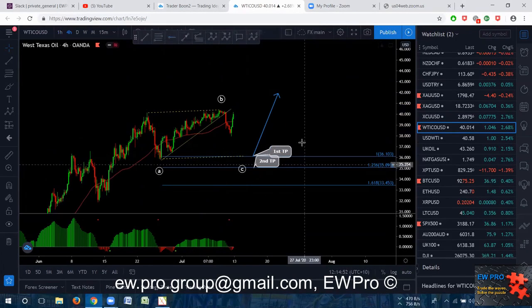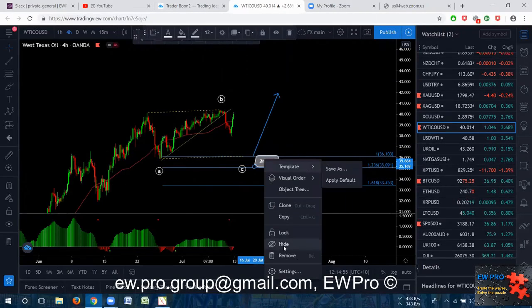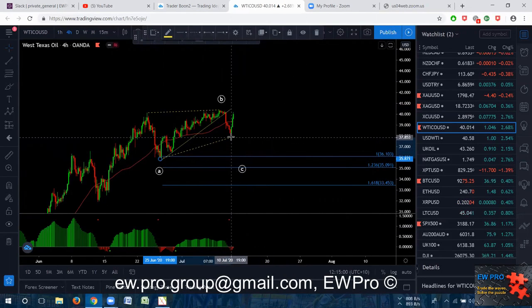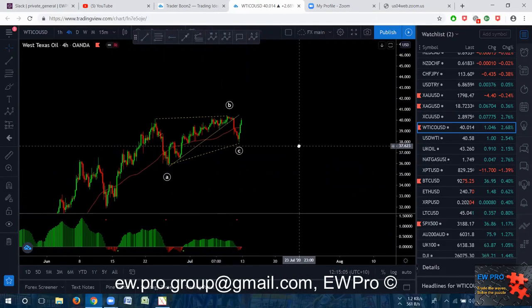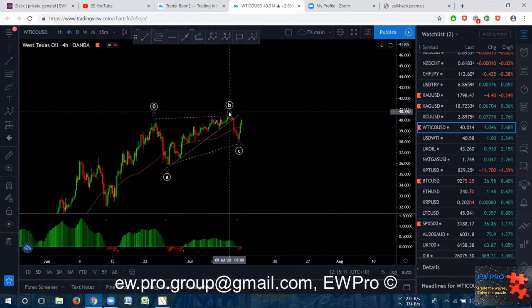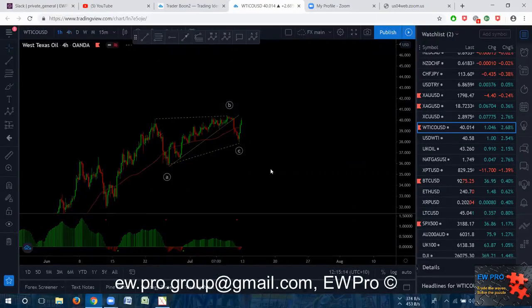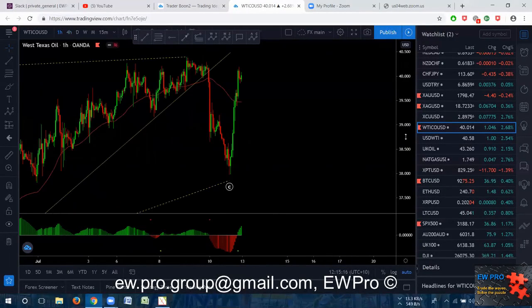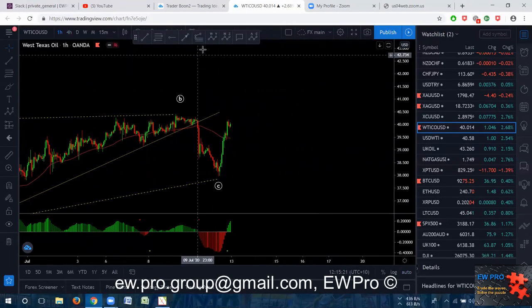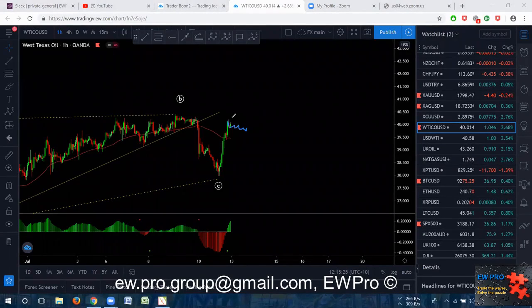So I'll remove all this. So basically we've got a running flat in here. Remove. So we've got an A, B, C. I'm in the buy already, but it's a bit late to buy now. You need a flag to buy. So wait for a flag in here. If you get a bullish setup, buy. Looking for more upside.